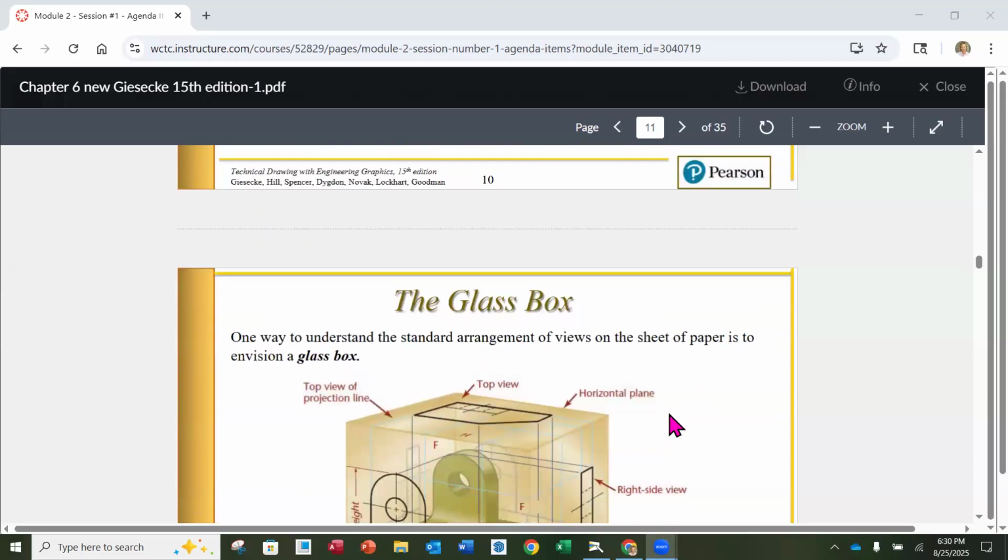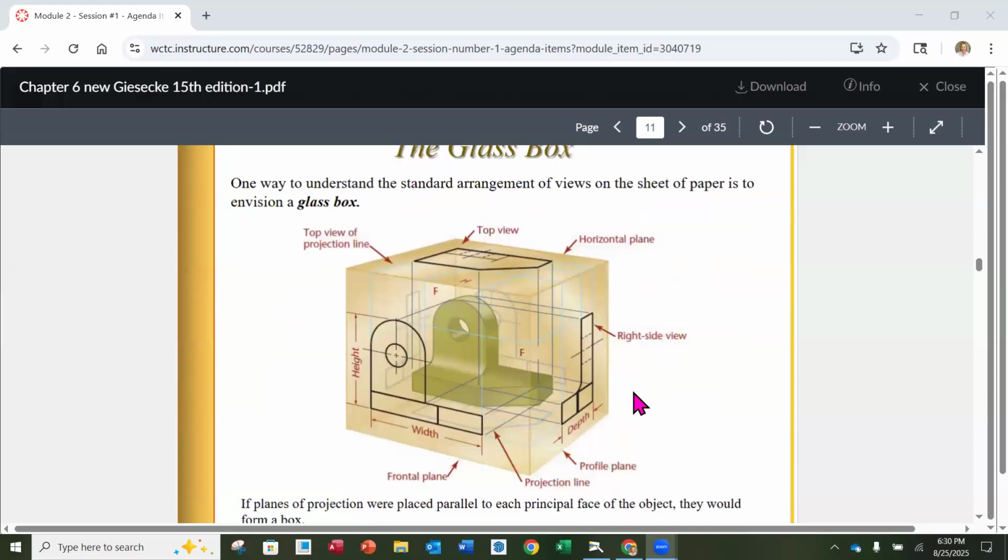Now, a very helpful visual is a glass box. If I have a glass box and it has a standard 6 sides, and each one of those is mutually perpendicular to each other, you'll notice that if I am able to suspend my part inside of that glass box, and I look straight on at any one of those sides of the box, I could project forward what each one of those sides would look like, right?